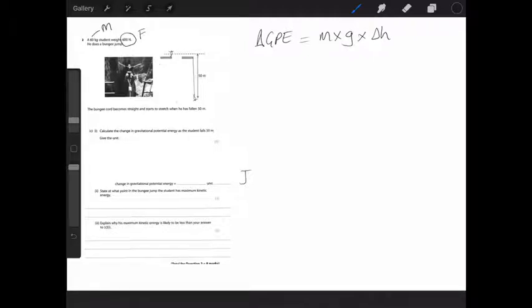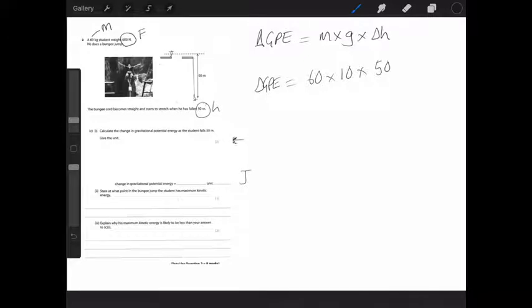Let's substitute in what we know. What do we know? Well, we know the height from the question. We know the height is 50 metres, so we can substitute in the 50. We know that gravity is always worth 10 on Earth. We know the mass is 60, and so we don't need to rearrange for this equation, and that is kind of a clue in the mark there.